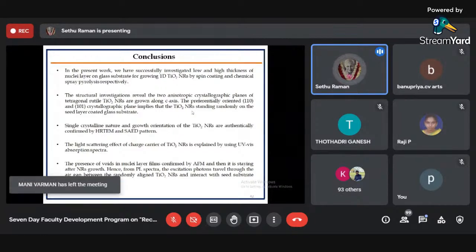With respect to growth pattern parameters, we can prepare different orientations of TiO2 nanorods, different lengths of nanorods, and different number density of nanorods. With respect to the device application, we can choose the optimized conditions and go for it. If we need really more number-dense nanorods, then we can optimize the conditions.